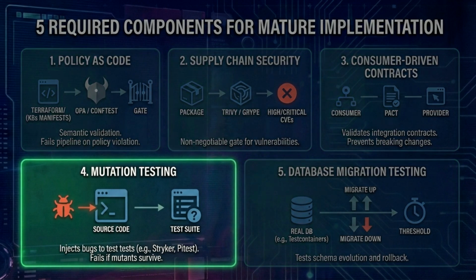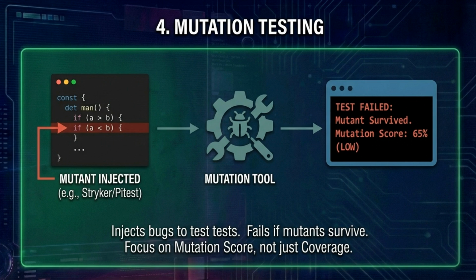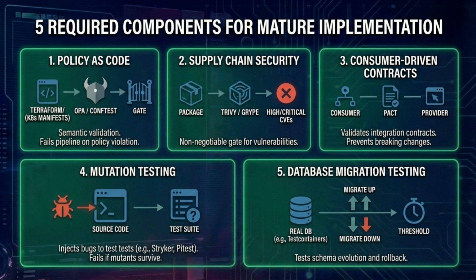Fourth, mutation testing. Stop bragging about 80% code coverage. Coverage is a vanity metric. A test suite can cover every line of code and still assert absolutely nothing. The expert move is using tools like Stryker or PyTest. These tools deliberately inject bugs, or mutants, into your source code during the pipeline. They flip conditionals, change operators, and delete return statements. If your tests still pass after the code has been broken, then your tests are useless. Shift left means failing the build not because coverage is low, but because the mutation score dropped. You are blocking tests that don't fail when they should.